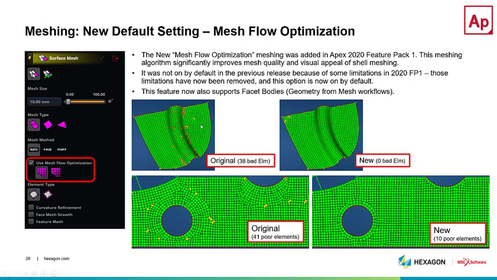And you can see an example of this where in Apex 2020 Feature Pack 1 with Mesh Flow Optimization off, you can see that this is the type of mesh that you would get. And look at all of those poor and bad quality elements. And now if you use the default setting with Mesh Flow Optimization on, we have 0 bad elements, okay, on that exact same piece of geometry.